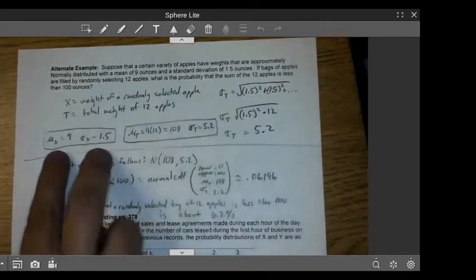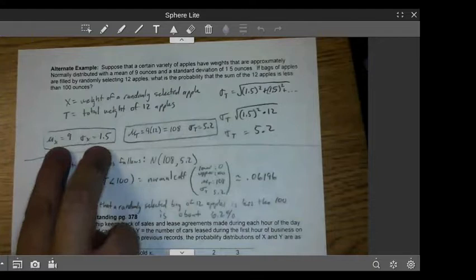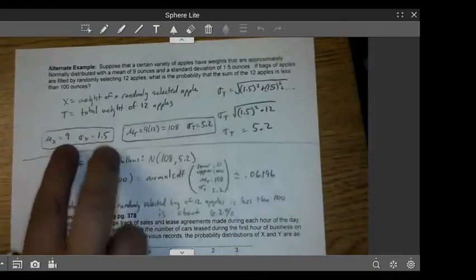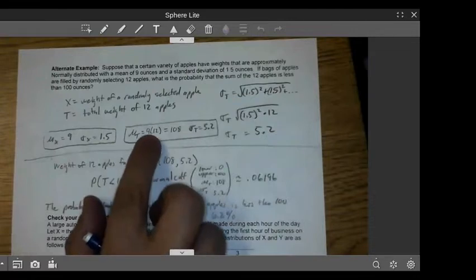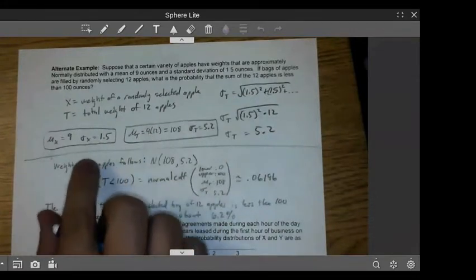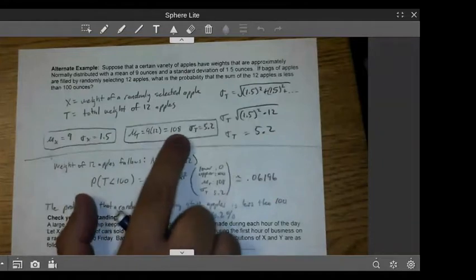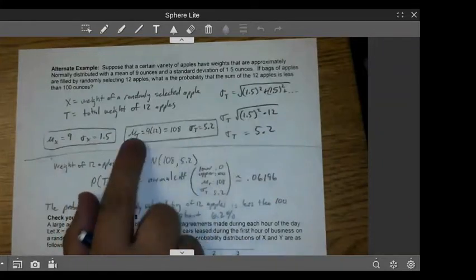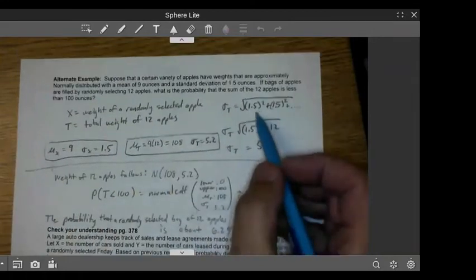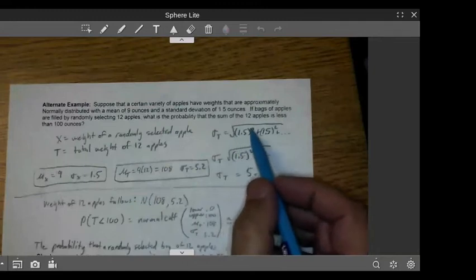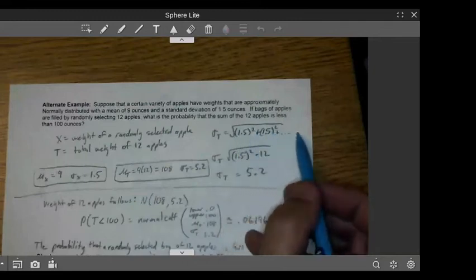Okay. Then mu of x and sigma x were given, but I go ahead and write that. Mu of t, now remember with the averages, it's easy. If the average is 9 ounces and we do 12 of them, the average of 12 is going to be 108. Okay, so mu good, sigma no. To do this one, you would have to do 1.5 squared plus 1.5 squared 12 times.